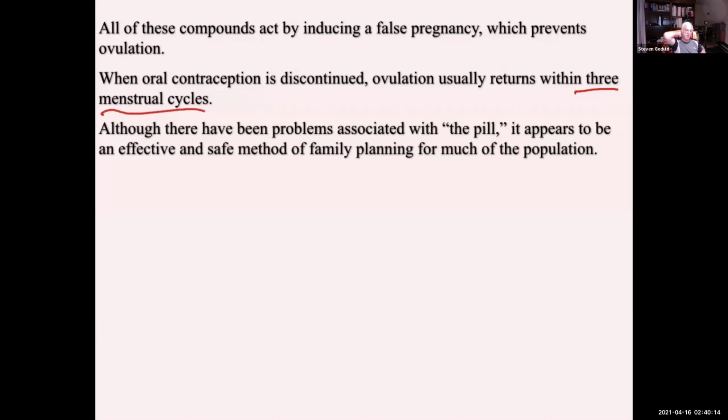Although there have been problems associated with the pill, it appears to be an effective, safe method of family planning for much of the population. Part of the problem with the pill was thrombocytosis in females that are susceptible to certain types of heart disease to start with.